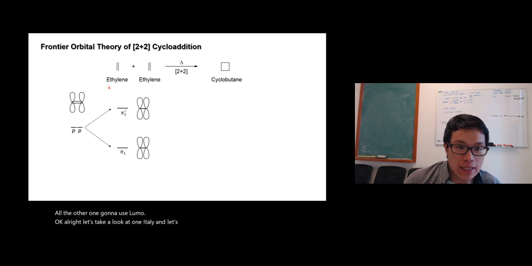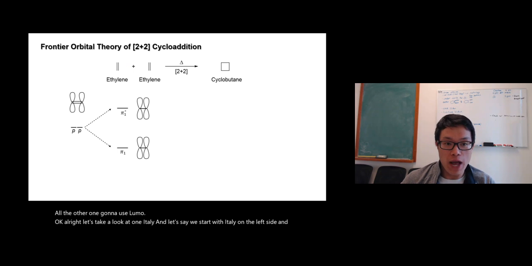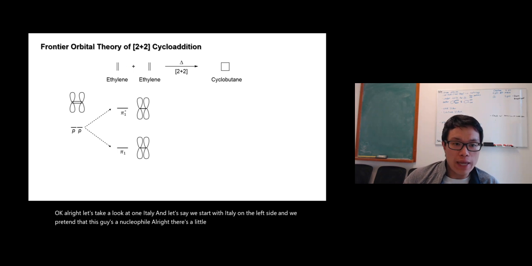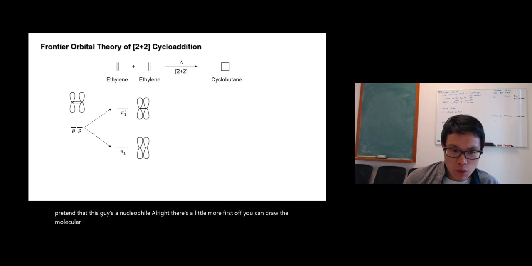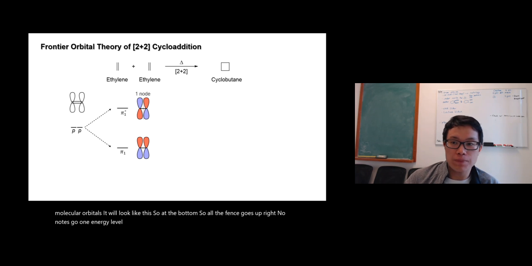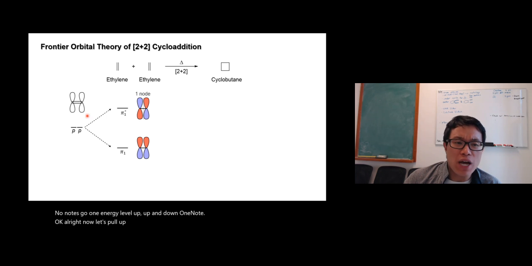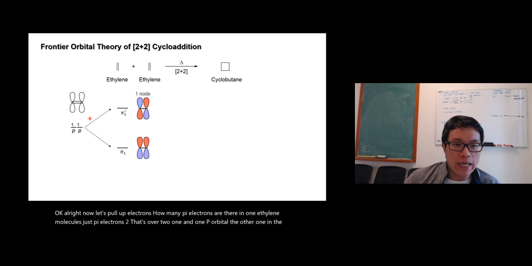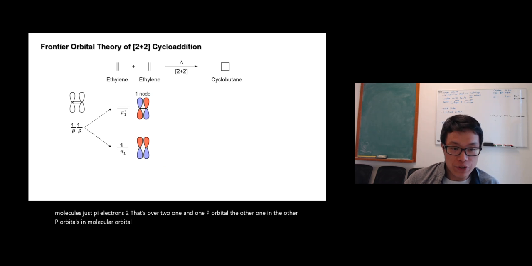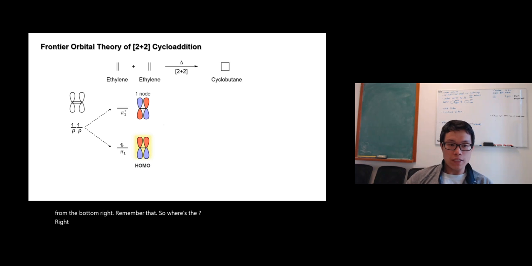Let's say we start with ethylene on the left side, and we pretend that this one is the nucleophile. Where's the HOMO? First off, you can draw the molecular orbitals. It will look like this. At the bottom, all the phases go the same way, no nodes. One energy level up, there is one node. Now let's fill up electrons. How many pi electrons are there in one ethylene molecule? Just 2, one in each p orbital. In the molecular orbitals, we start filling from the bottom. So where's the HOMO? Right here. That's the HOMO.